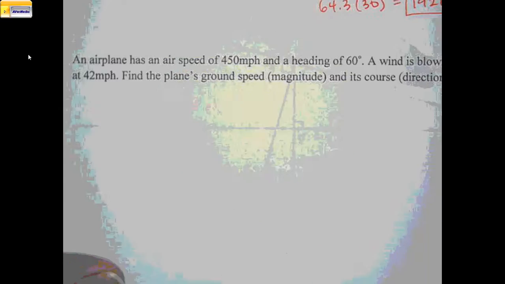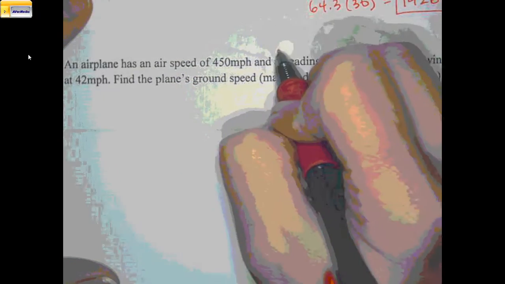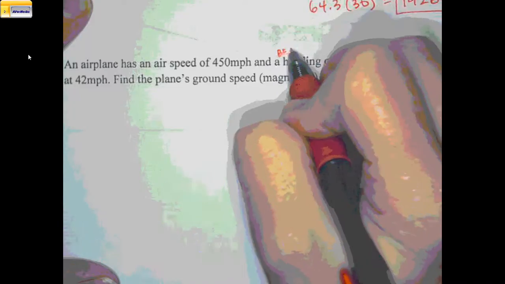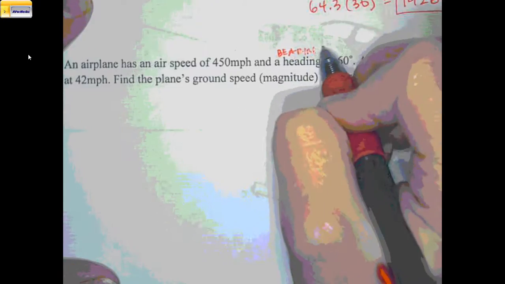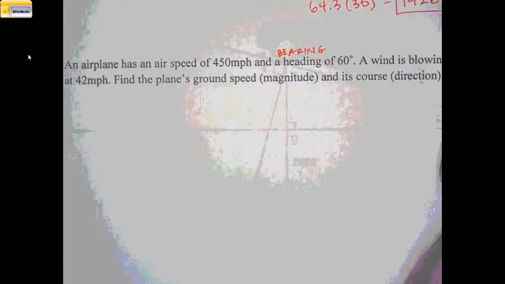An airplane has an airspeed of 450 miles per hour and a heading of 60 degrees. In your notes, please write this word, bearing, above it. We use the word bearing as a nautical term for ships. Heading is typically for airplanes. It means the same thing.